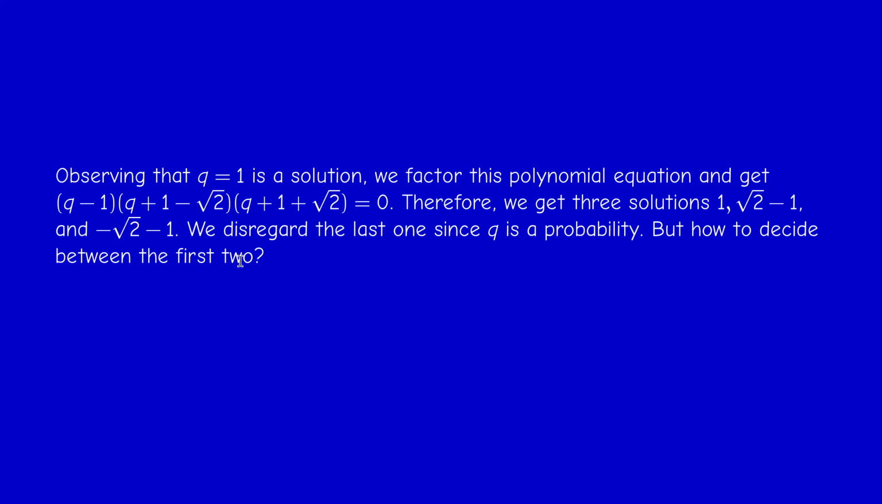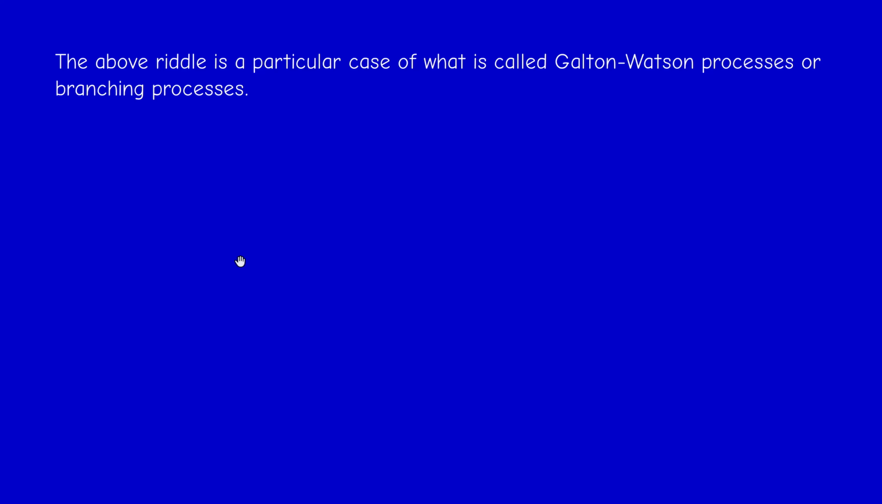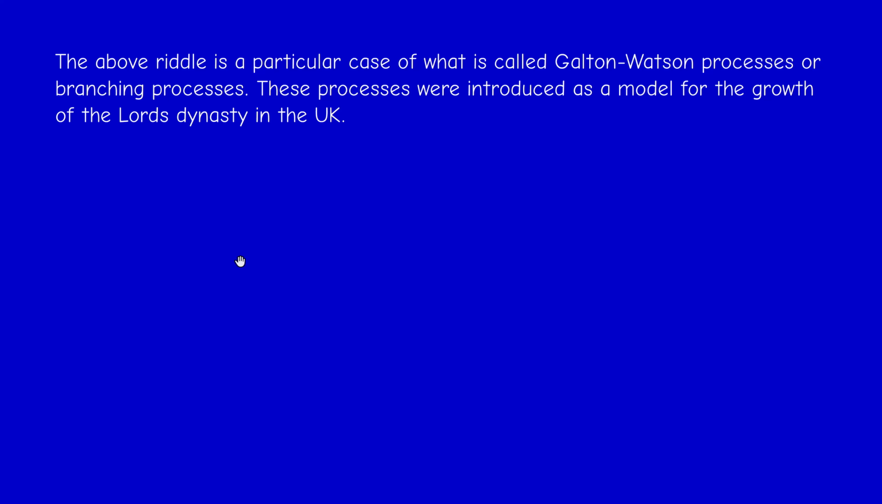This is a motivation to, this is a particular case actually of a more general theory. So such processes are called Galton-Watson processes or branching processes. And they were introduced actually by two mathematicians, Galton and Watson, in the 19th century as a model for the growth of the Lord's dynasty in the United Kingdom. So the problem was, what is the probability of extinction of the Lord dynasty?